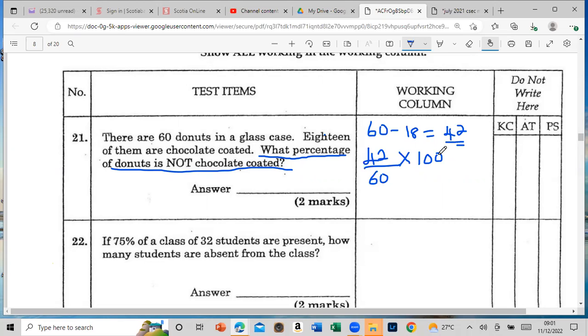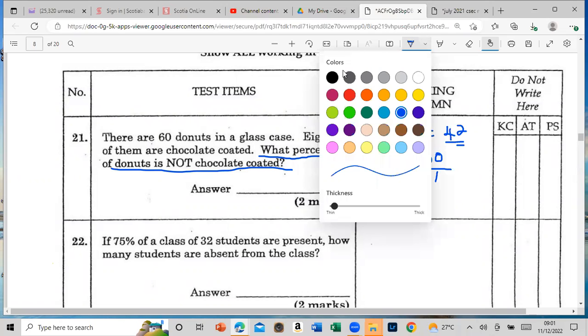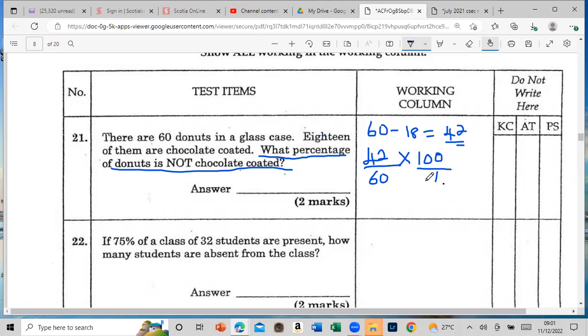Which number can divide? How can we cancel down this, guys? What can divide into what? 20 can go into 60 and 100. All right, so 20 into 60 goes 3 times. 20 into 100, 5 times. All right. Is there any other number that can cancel?